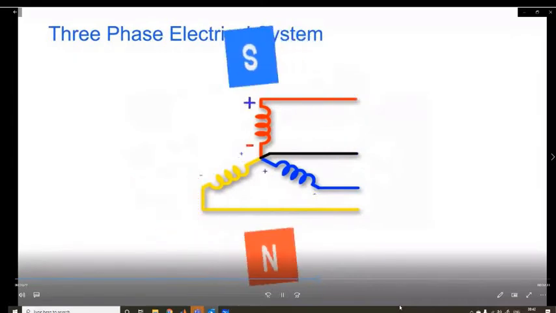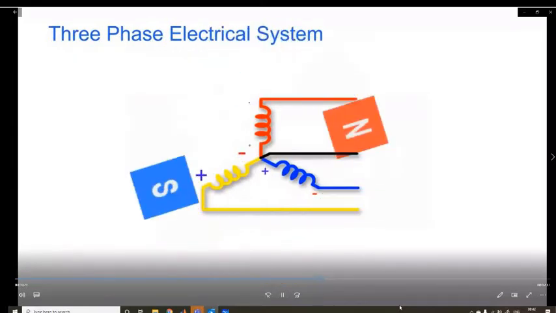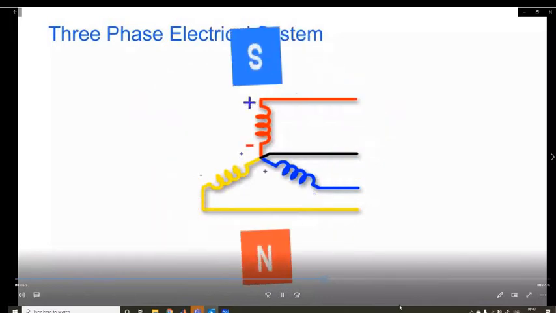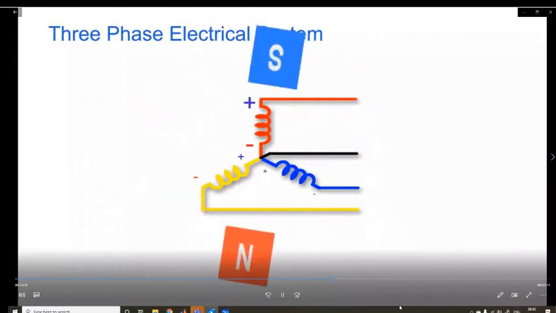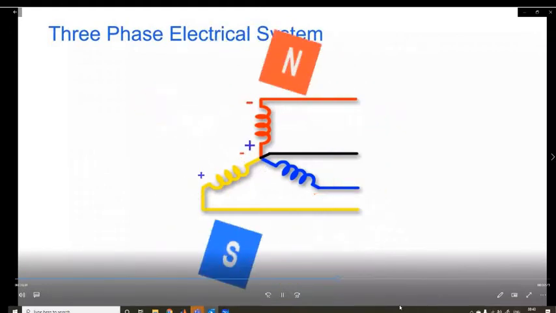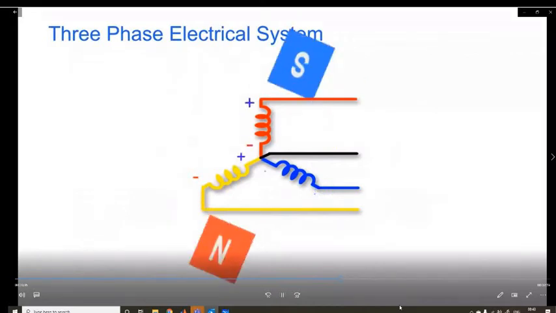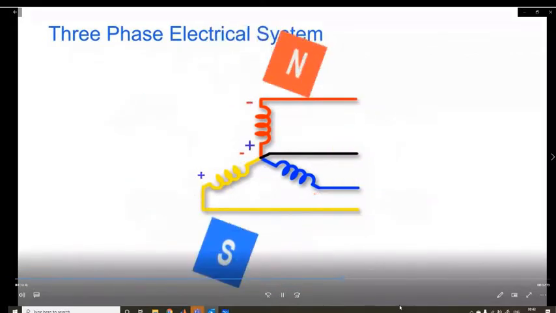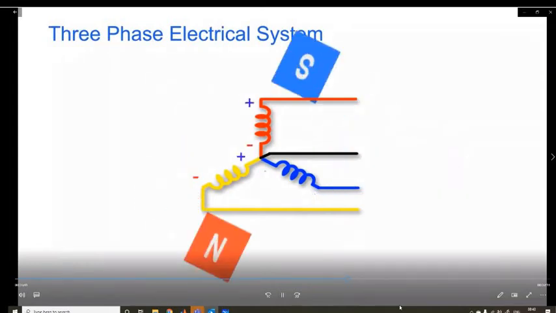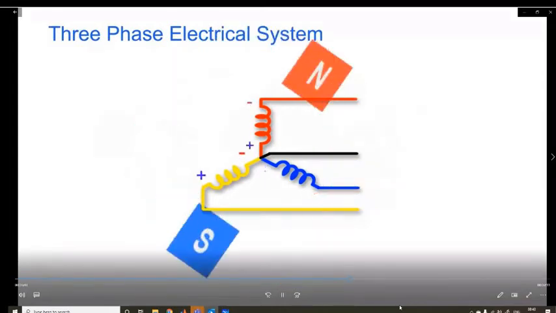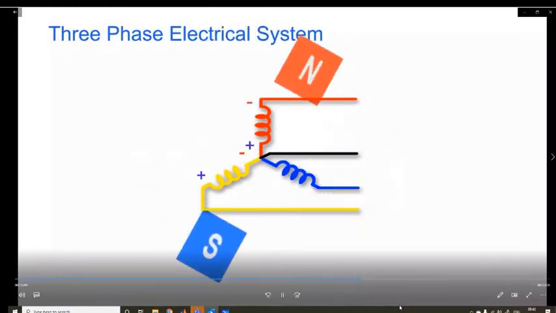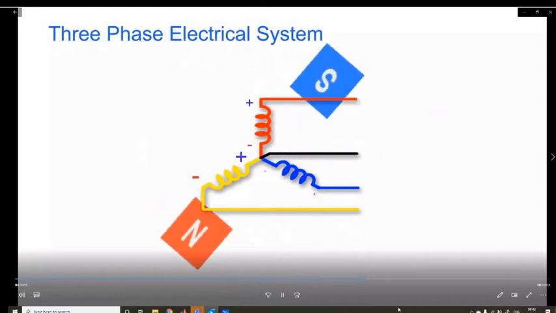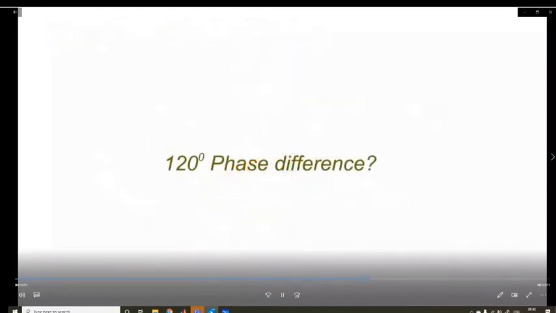Similar to the single phase EMF generation, the three-phase EMF can be generated through 3 sets of coils. Each coil is displaced from one another by 120 degrees. Consequently, alternating EMF is generated in each coil and the EMF of each coil is displaced in phase angle by 120 degrees from one another. Let's understand what the 120 degree phase difference means.